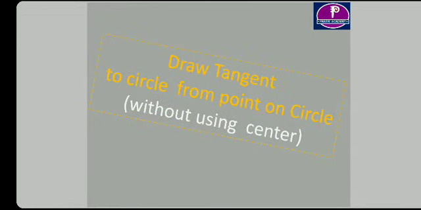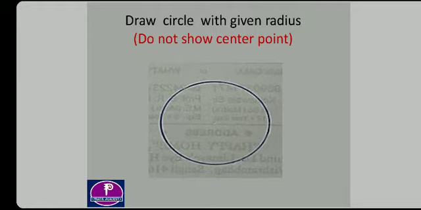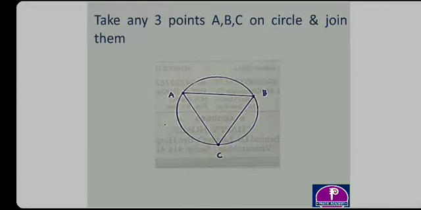The next is to draw a tangent to a circle from a point on the circle without using the center. So in this method we have to draw the circle first. I have drawn a circle here with the given radius. As this method is without using the center, don't show the center here. While drawing the tangent using this method, don't indicate a center point. Then the next step is to take any 3 points on this circle.